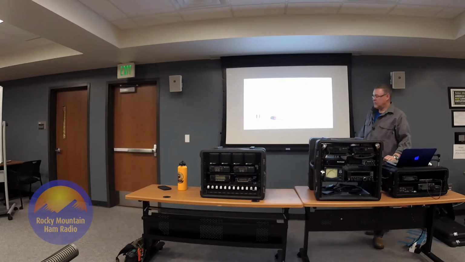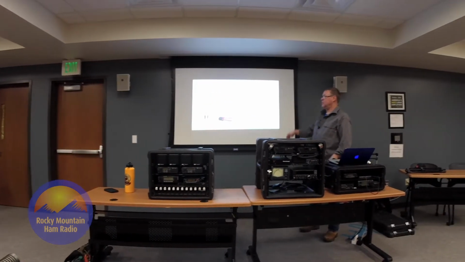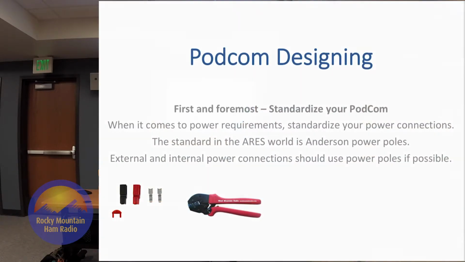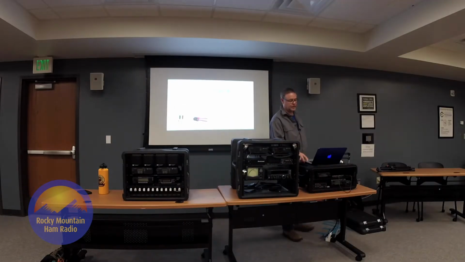Okay, and something we already passed over is power poles. They're the standard. This is the tool, if you're not familiar with power poles, that crimps them together. HRO has kits for them, or you can buy the tool individually. And the different power poles, we've kind of covered that already. But make sure you put your power poles together the right way.